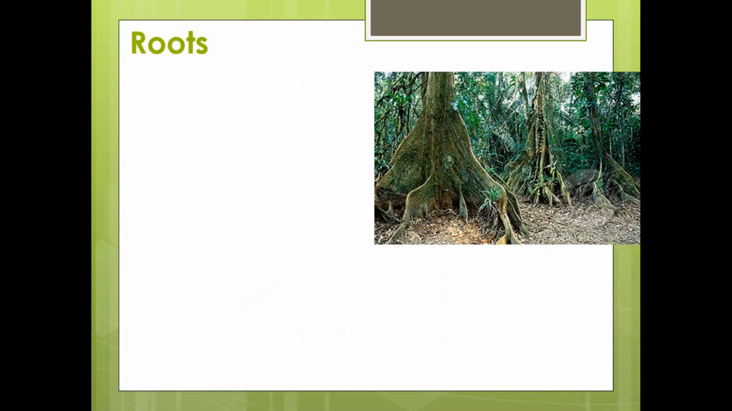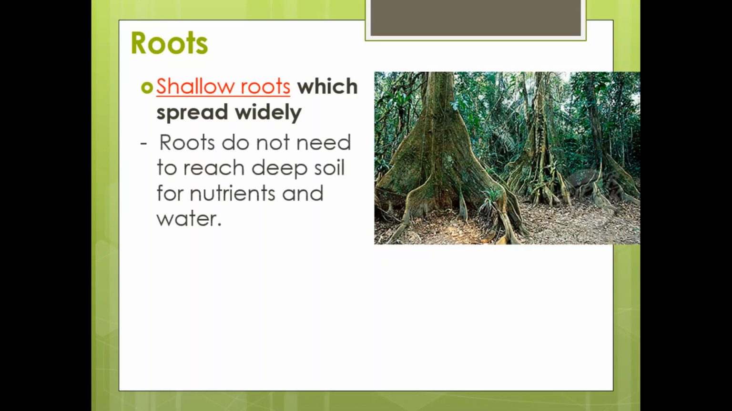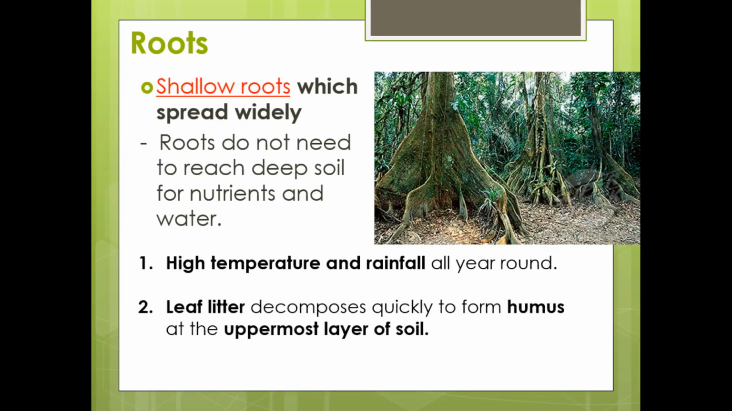Okay, now we come to the roots. In the tropical rainforest, the trees have shallow roots that spread widely, obviously because they don't need to reach deep into the soil for nutrients and water. There is enough nutrients on the floor of the forest because of the humus that is generated from the decomposition of the leaf litter, and also there is enough rain, so it doesn't need to go deep into the ground.